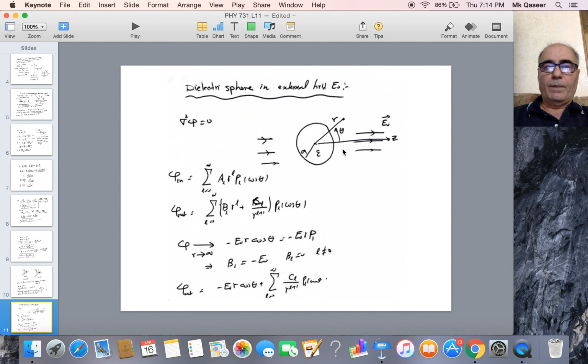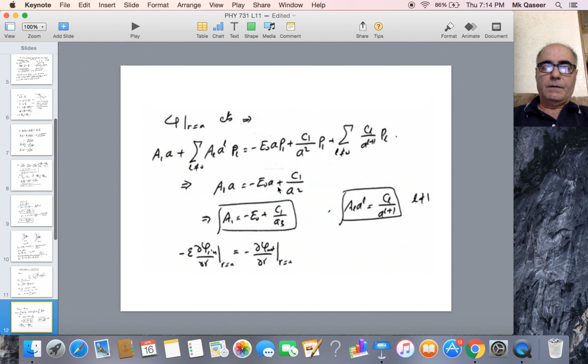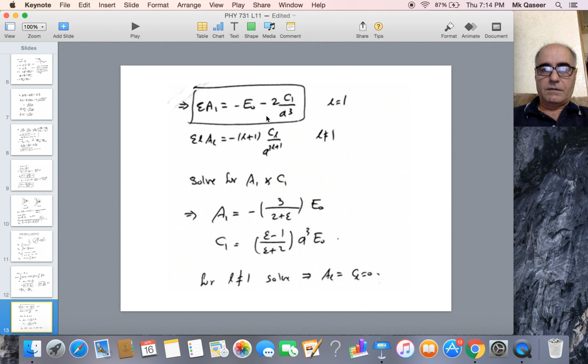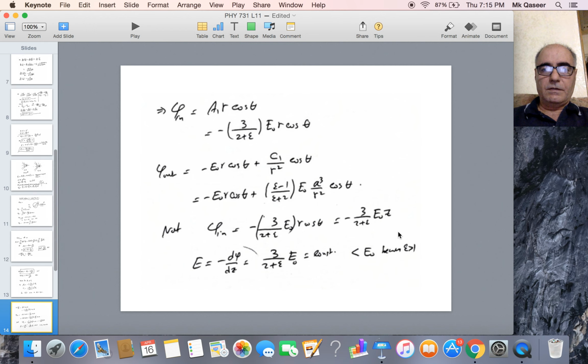We have to apply the boundary conditions at the surface of the sphere. Phi is continuous, which gives us this expression and this expression. The normal component of D is continuous, which also gives us this expression and this expression. Then solving these four expressions, one can get A1 given by this and C1 given by this expression. For l not equal to 1, all Al and Cl are zero in this case.